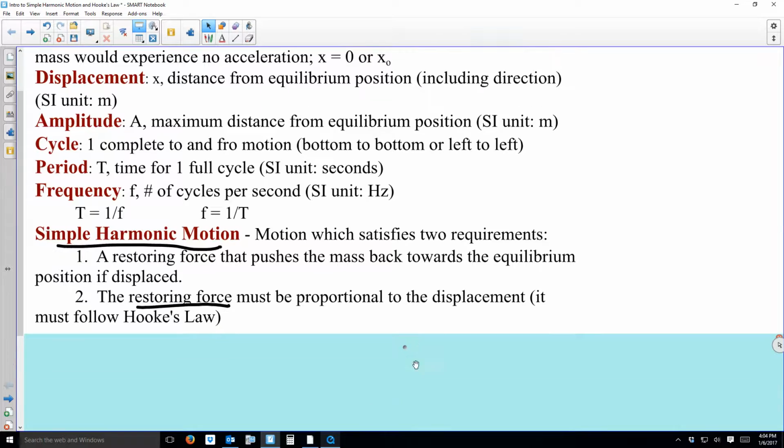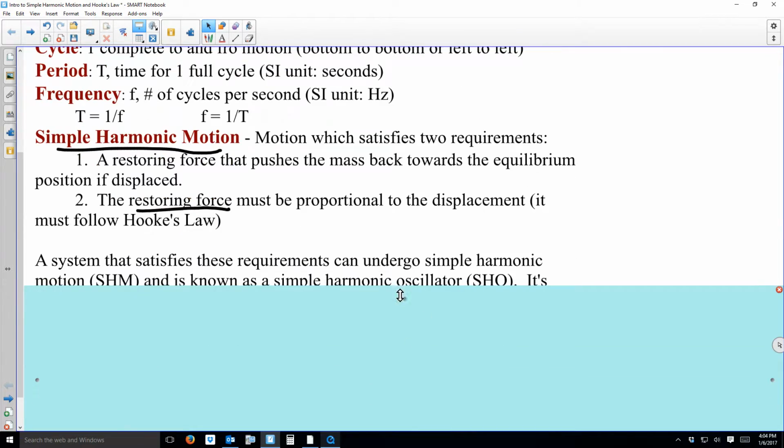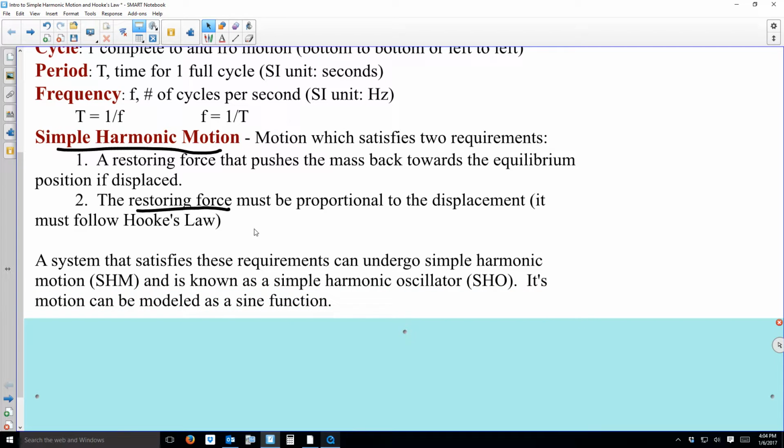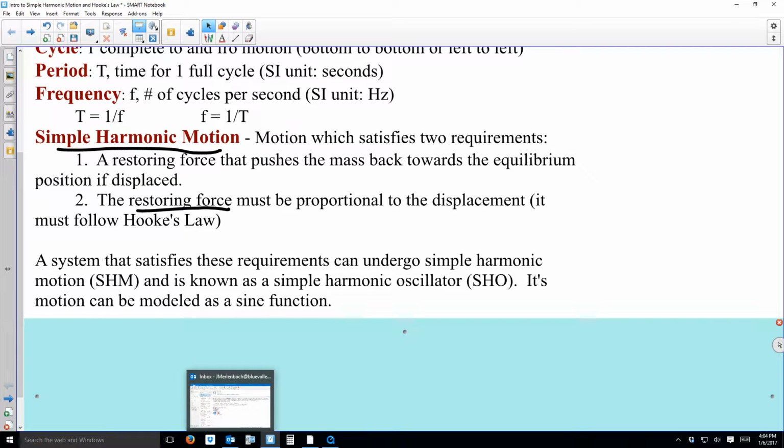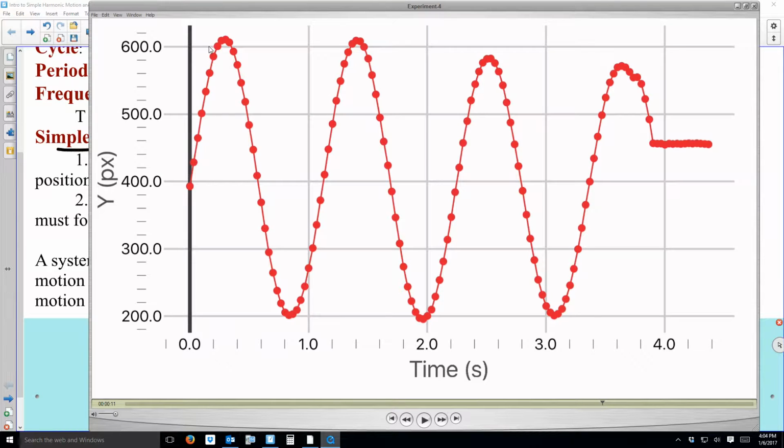But ultimately, a system that meets those requirements undergoes simple harmonic motion and is known as a simple harmonic oscillator, or a SHO, S-H-O. And its motion can be modeled as a sine function, which we saw here. These are sine waves from your math classes. These are sines or cosines. They follow these trigonometric lines, which are really nice curves.